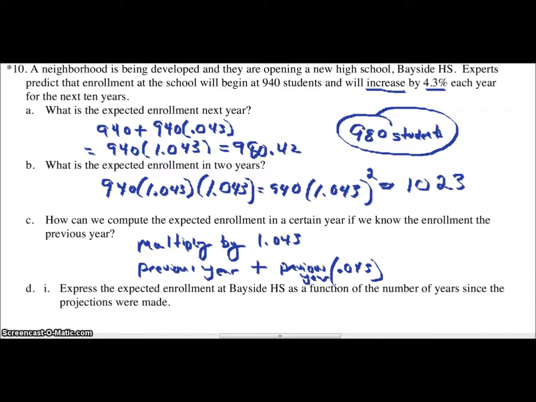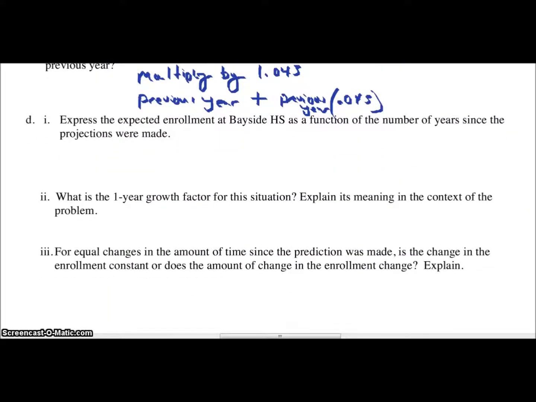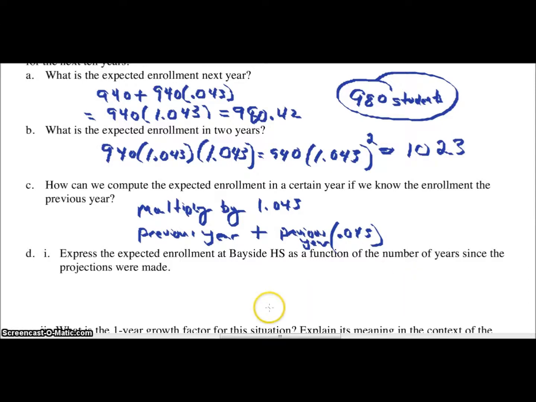Part D, I. Express the expected enrollment at Bayside High School as a function of the number of years since the projections were made. So our function, I'm just going to call it f. We take 940 and then we multiply by 1.043 to the power of the number of years.